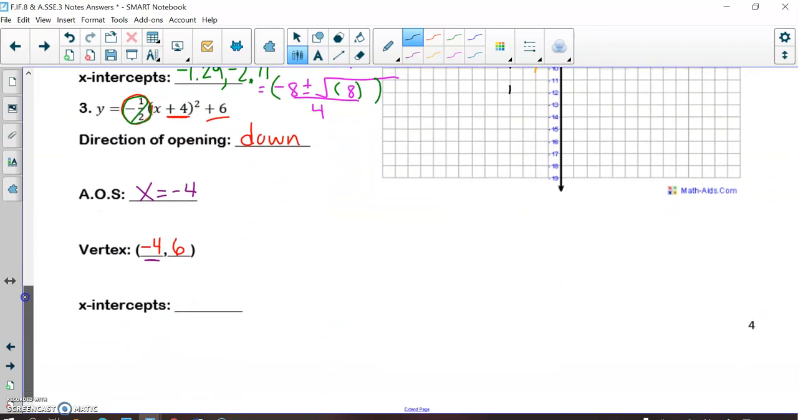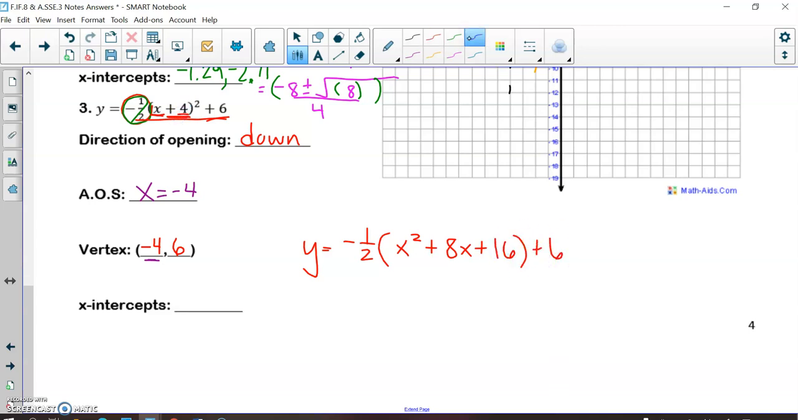We didn't draw it in, but we do need to get this in standard form. So I really have y is equal to a negative 1/2 times, and now I'm going to use the shortcut. I square my x, I multiply 4 and x together, and then multiply by 2. 4 times an x times a 2 is an 8x. Then I square my 4. And then I have a plus 6.